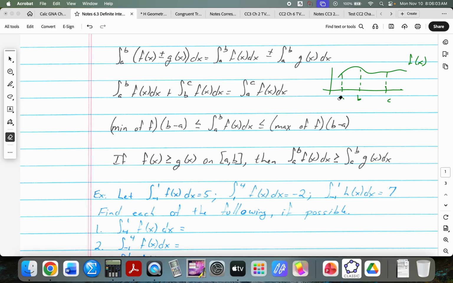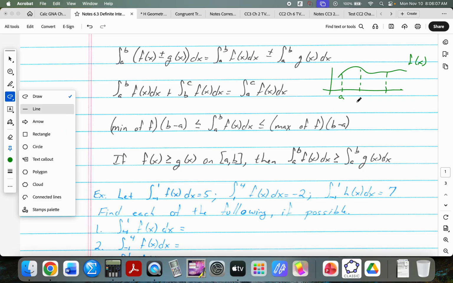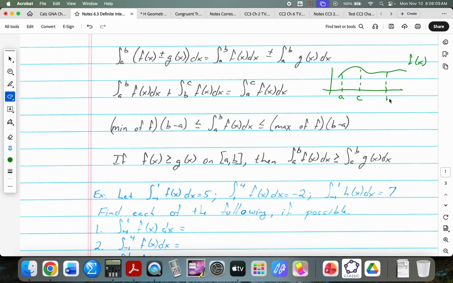People sometimes freak out when it's like this. What if the order was a, then c, then b? Is this still true? Well, if I took the integral from a to b, that would be all of this area, right? And if I did the integral from b to c, since I'm going from right to left, it's going to subtract that. And I end up with the integral from a to c.